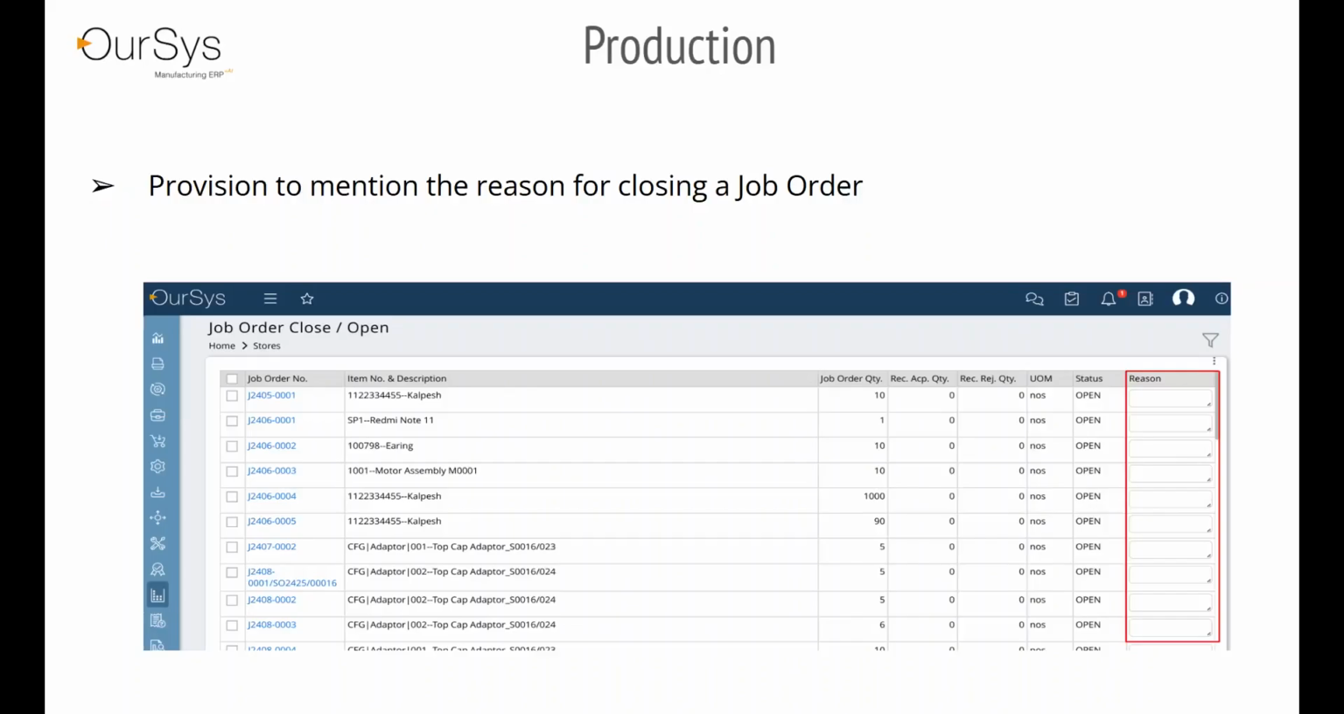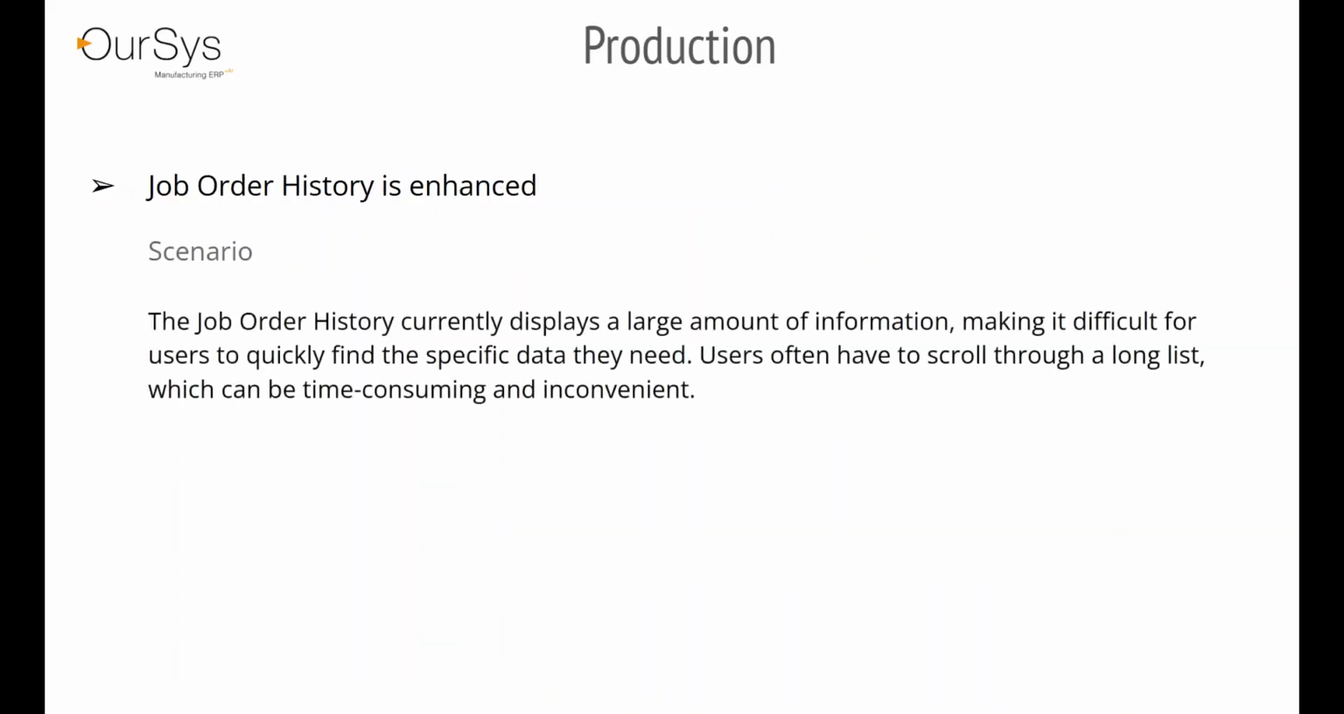Job order history is enhanced. The job order history in OurSys is now simpler to use. You can easily collapse the section that you want to hide and expand only the one that you want to see. This makes it easier and quicker to find the information that you are looking for.